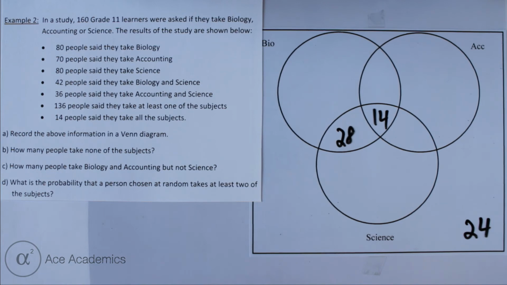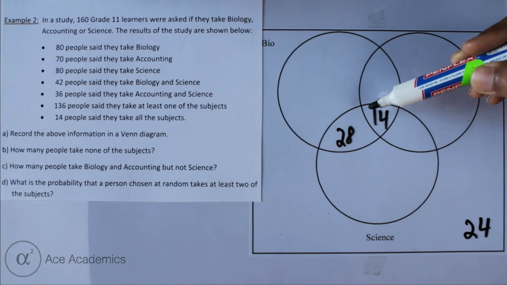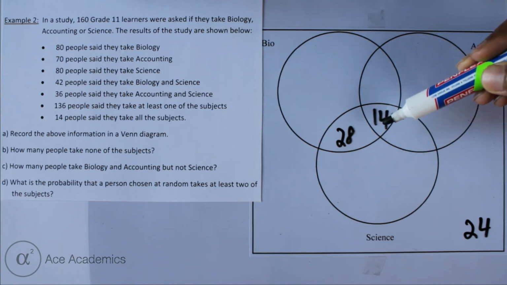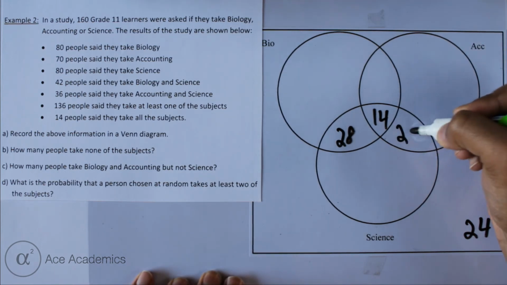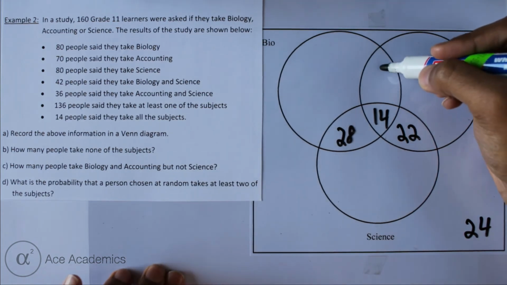Now let's move on to the next point. 36 people said they take accounting and science. So accounting and science, this is where the two circles overlap. So this entire wedge should be 36, but the middle part is 14. So 36 minus 14, which is 22, goes in that empty space. Now, we notice that no information is given about biology and accounting. That means that the number of people that take biology and accounting is unknown.